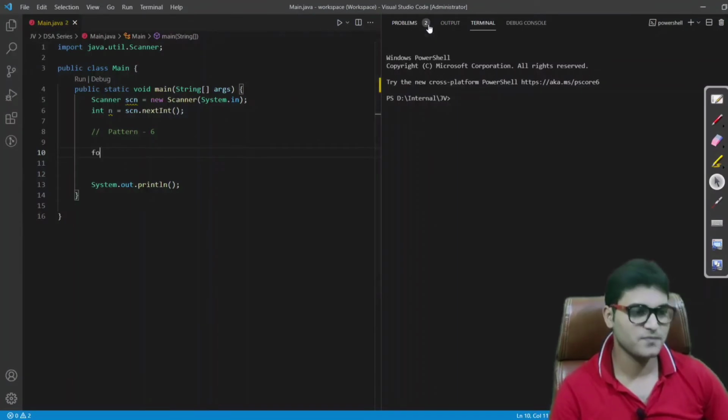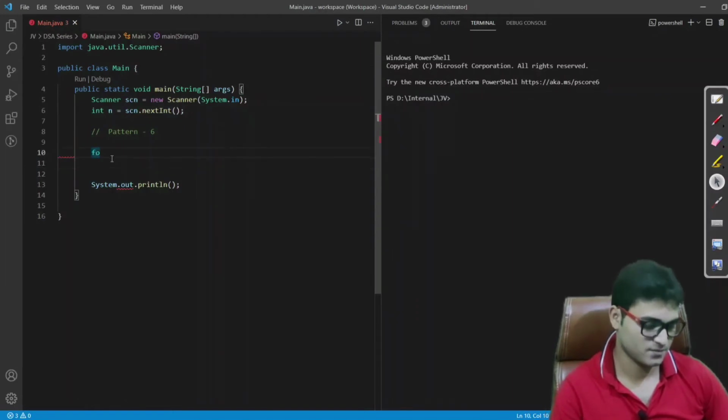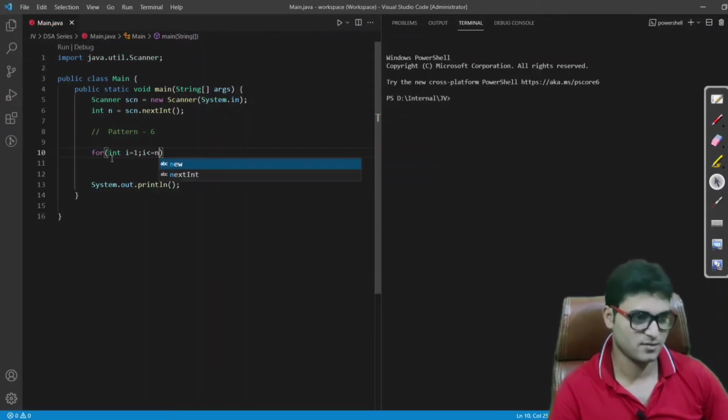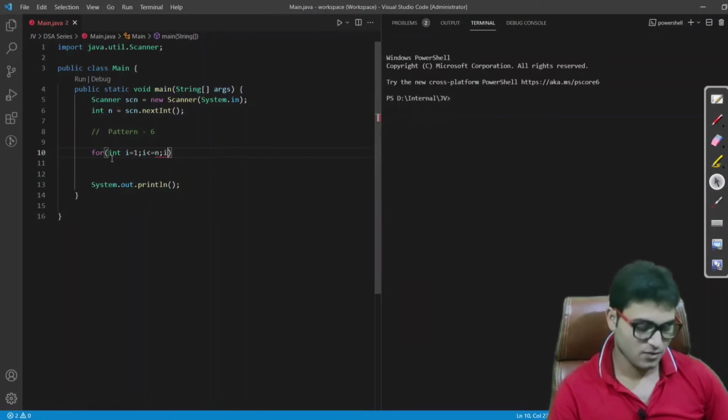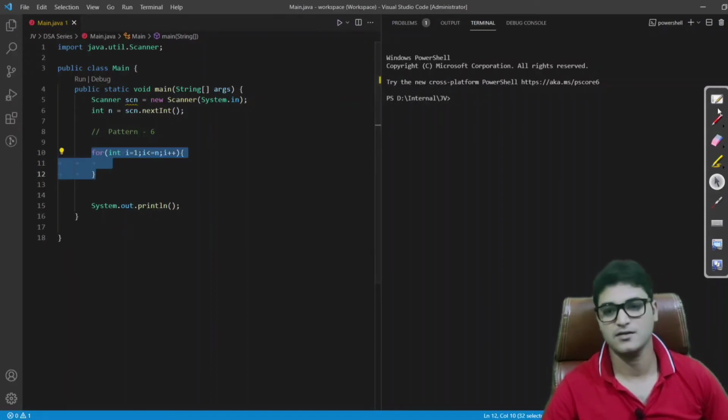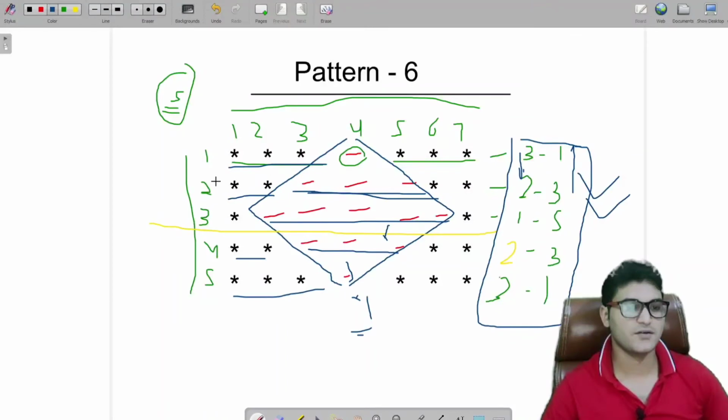So let's code it up a little bit. I have taken an input from the user, and we will iterate our rows loop till n. So let's take n, and I will execute this loop from 1. Fine. So till here we don't have to think about anything. This will iterate 5 rows.